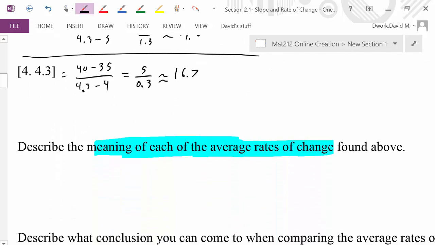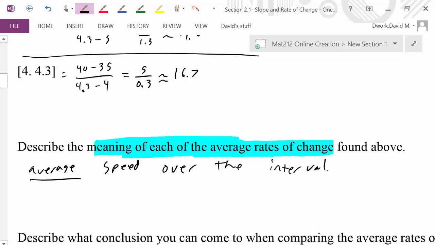Okay. So now, when you describe the meaning of each of the average rates of change that you found, what you're going to say is something about that was their average speed over the interval. Each of them would be the average speed. Average being the key word. Average is extremely important because we're going to have different kinds of rate of change in this class. So I'm trying to make sure you understand that what you've learned in the past is average rates of change.